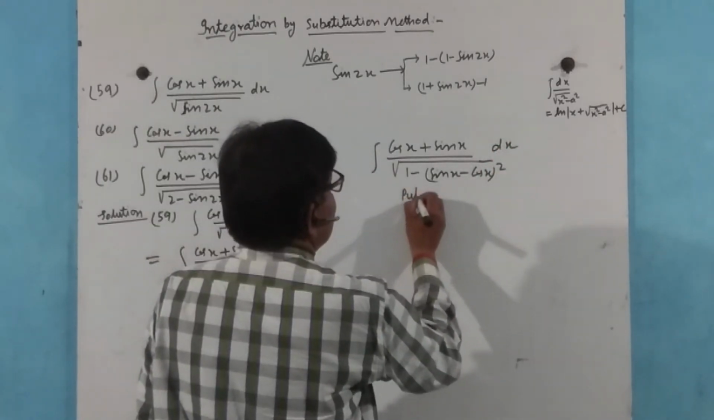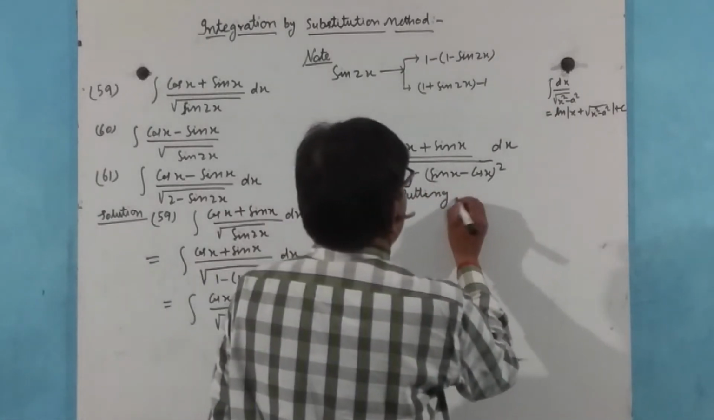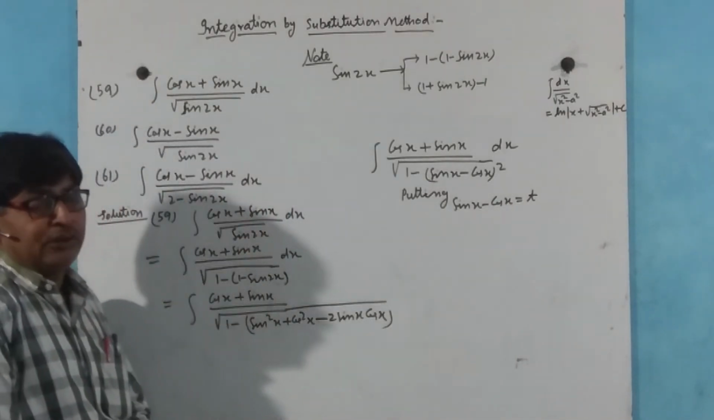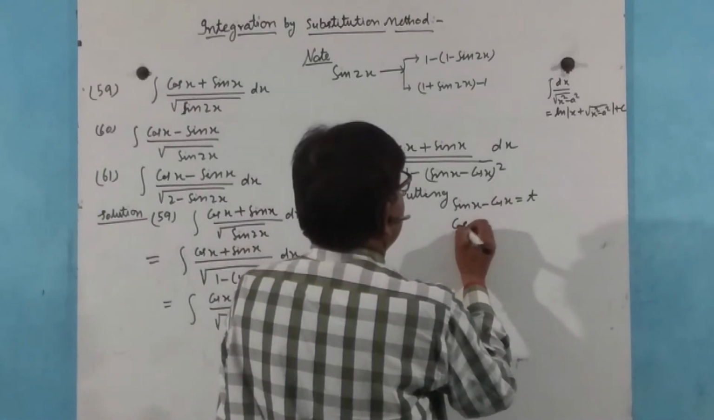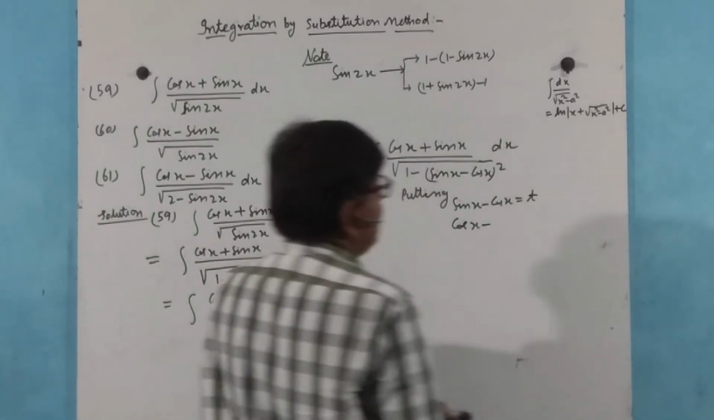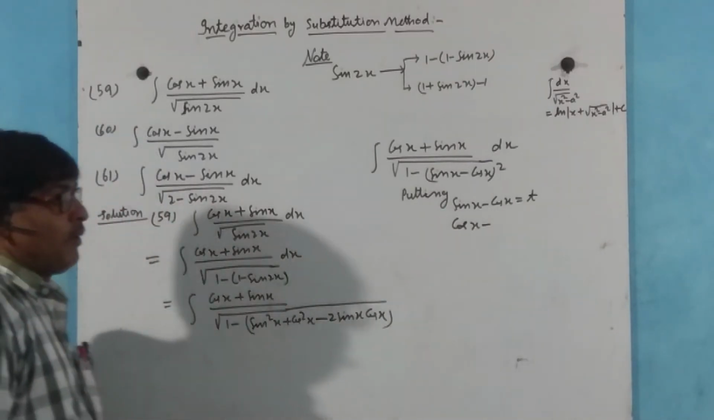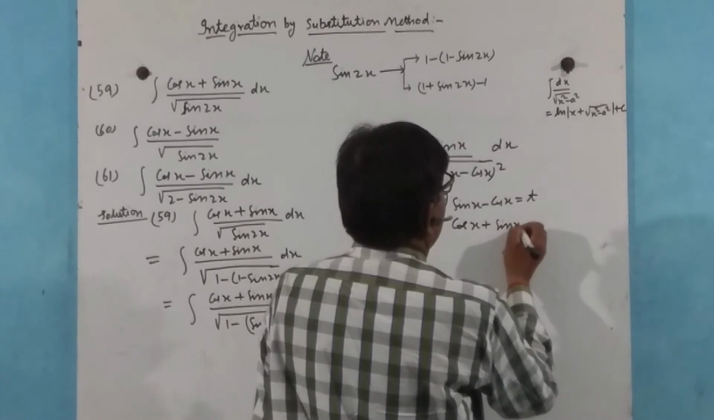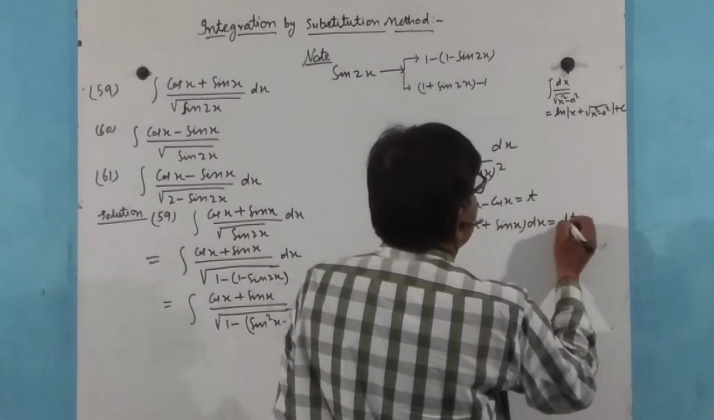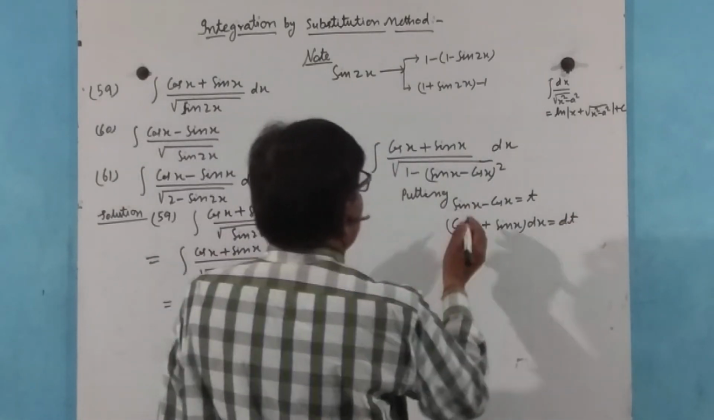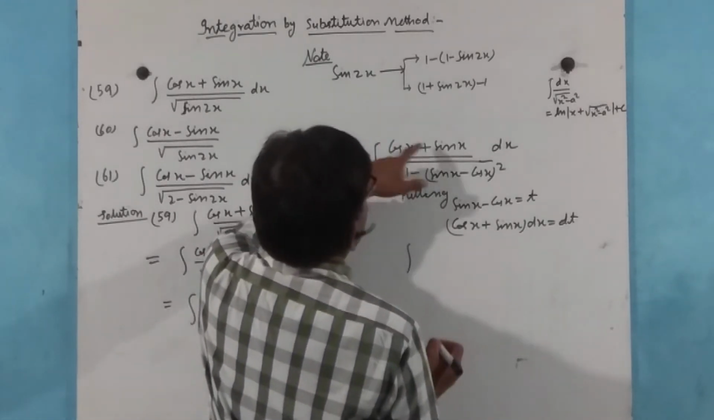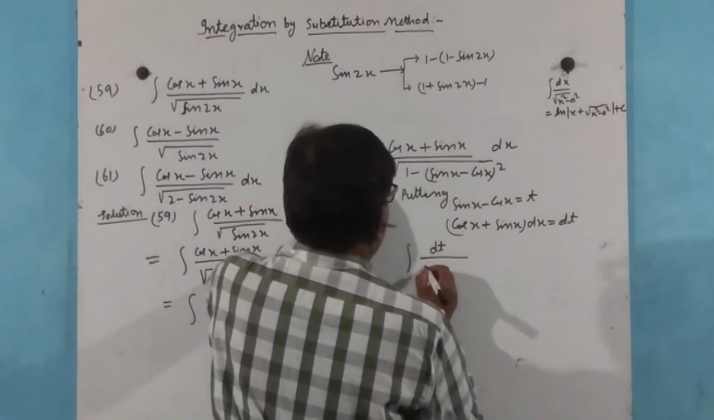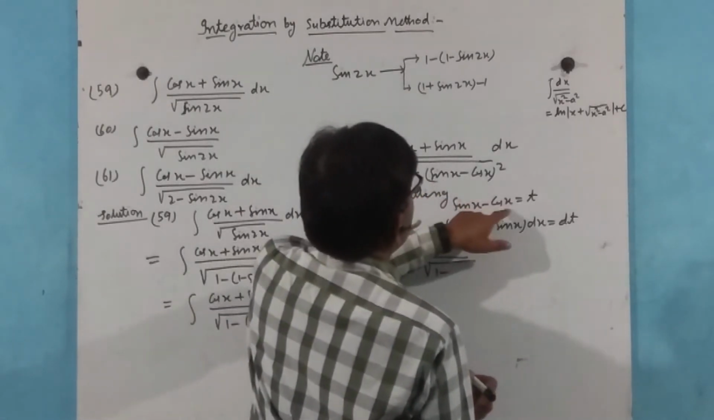Putting sin x minus cos x equal to t. Now differentiating it with respect to x, the differentiation of sin x minus cos x is cos x plus sin x, so (cos x plus sin x) dx is equal to dt. Now putting this in our integral, (cos x plus sin x) dx equals dt, so this is equal to dt divided by under root 1 minus t square.